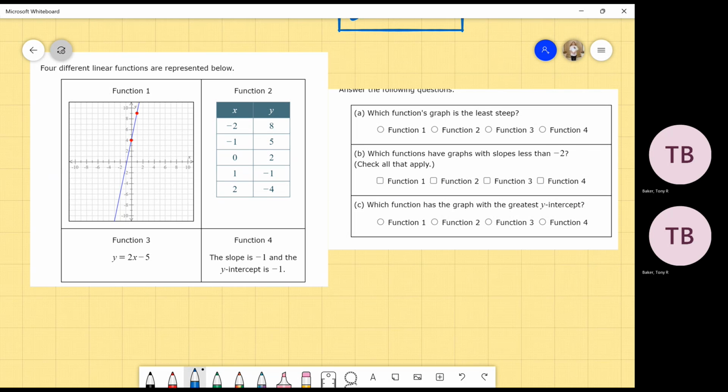We need information. Then they're going to ask me some questions about them. So it says, which graph is the least steep? Which I hate the way they worded that. Which function's graph is the least steep? So least means small, right? Okay. So what's the slope of the first one? So this one, we basically have to figure out my slopes, right? So what's the slope of this first one over here?